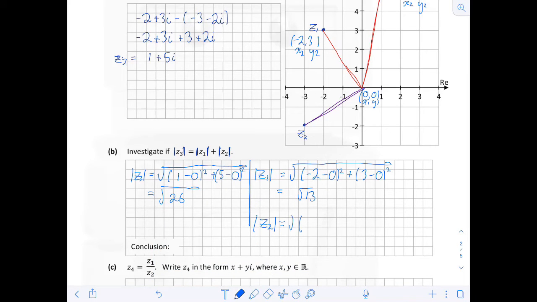So it's the square root of, the coordinates of him, first of all, are -3, -2, and that's x2, y2. So it's going to be (-3 - 0) squared plus (-2 - 0) squared. So it's going to be the square root of 13.